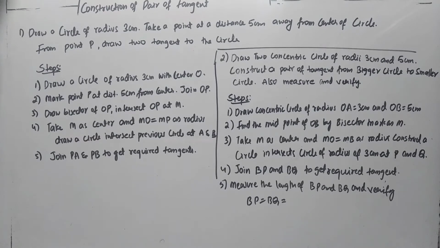This thing you are going to get in the exam for 4 marks. Actually, you have two options. In the construction part you have two things: one is construction of a pair of tangents, and second is construction of similar triangles. So either of them can come in the exam.